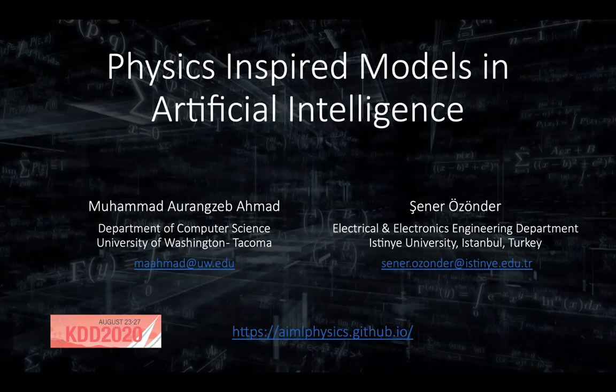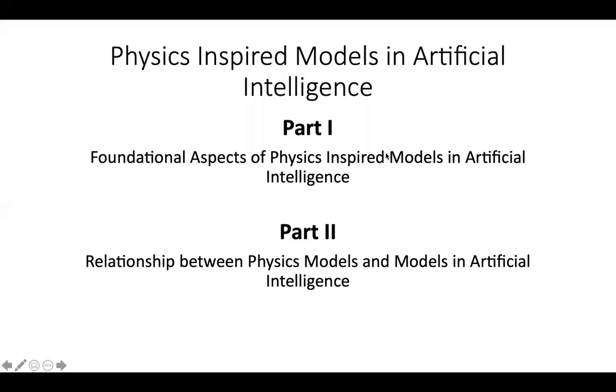The focus of the tutorial is going to be on how models that originate in physics, and how physics in general, can help us understand models in artificial intelligence and machine learning. Towards this end, the tutorial is divided into two parts. In the first part, I will mainly focus on and go over foundational aspects of physics-inspired models in AI. And in the second part, my colleague Sener Ozonder will go into more technical detail regarding the relationships between physics models and models in AI.